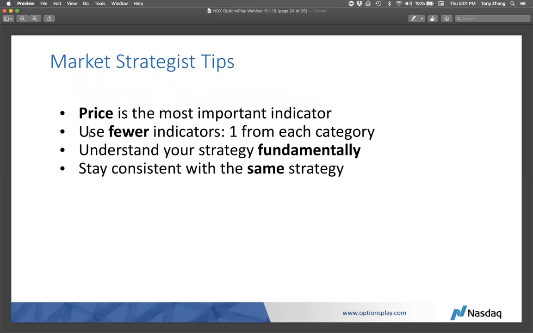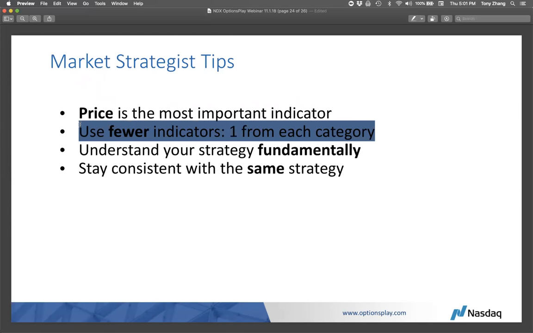Number two, use fewer indicators. I suggest you just use one from each category. If you're going to use moving averages for your trend, select just one or two moving averages. Don't put 10 of them on your chart. If you're going to use RSI or MACD or stochastics or any of these momentum indicators, don't use 3 of them. Use only a single one because you don't need 3 of them. They're measuring the same thing. Just pick one that you like and stick to it.